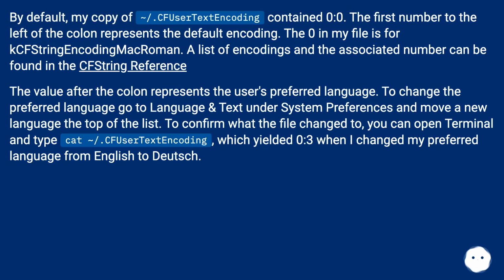To change the preferred language, go to Language and Text under System Preferences and move a new language to the top of the list. To confirm what the file changed to, you can open Terminal and type cat /.CFUserTextEncoding, which yielded 0:3 when I changed my preferred language from English to Deutsch.